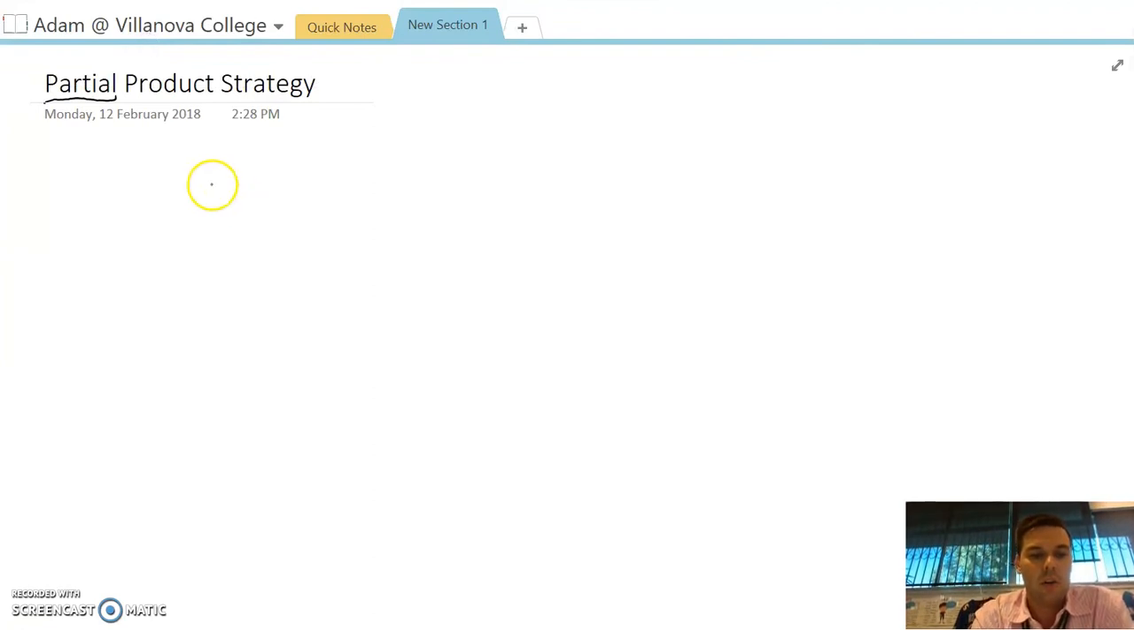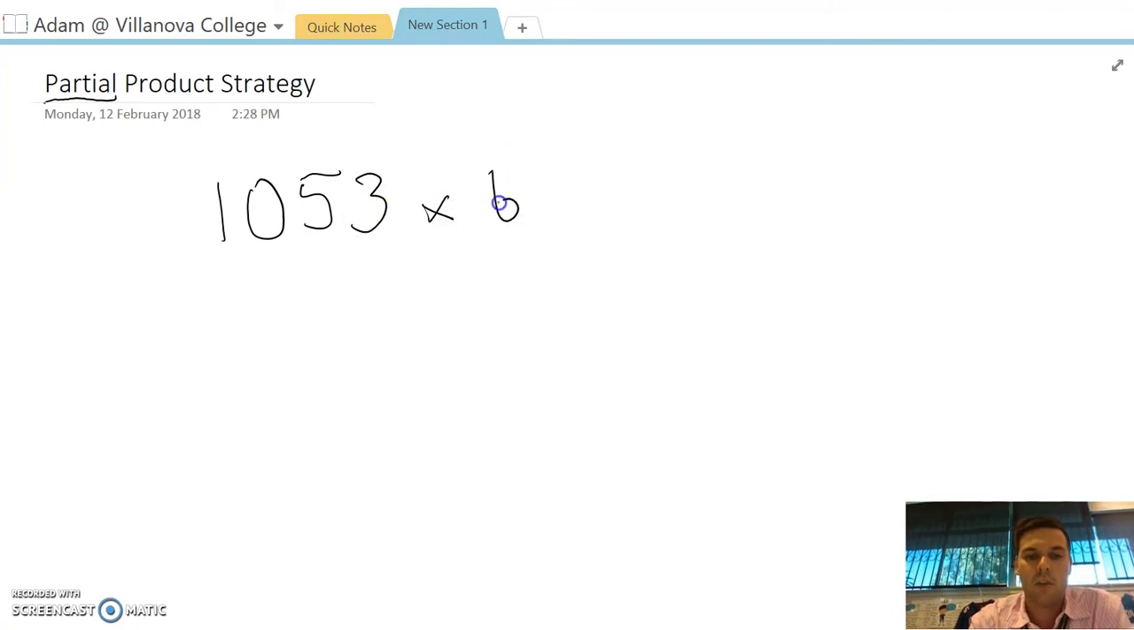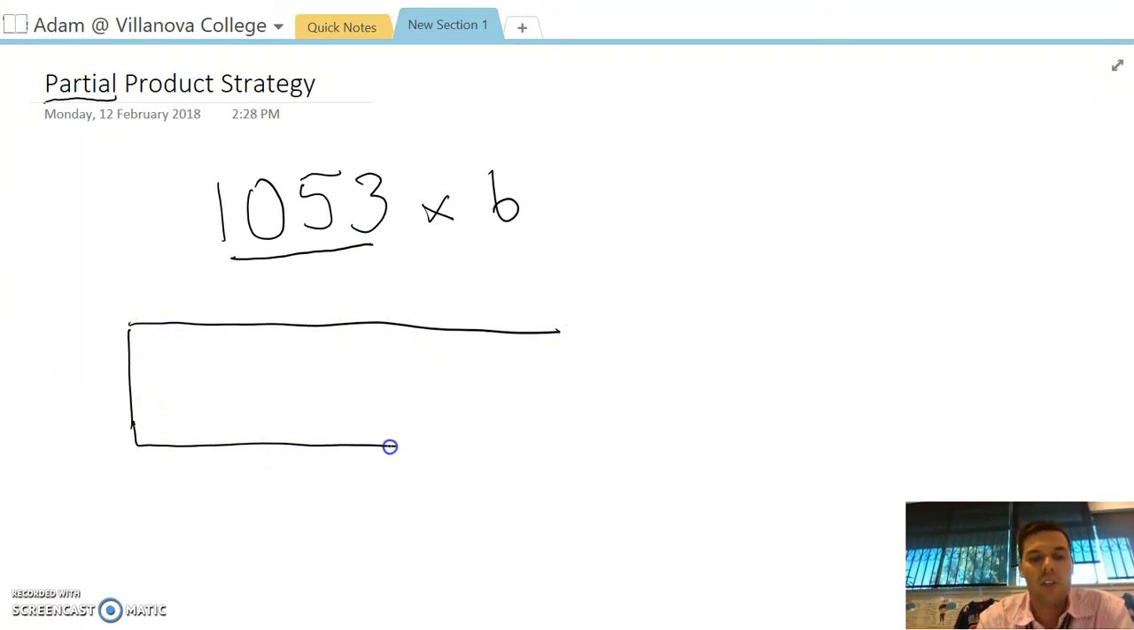So what if we've got 1053 multiplied by 6. Now, we've got a 4-digit number here. So generally we would think let's split this into 4 parts. However, there's a 0. So when we've got a 0, you don't need to split that because you can't split a 0 into anything. So I would split this into 3 numbers.